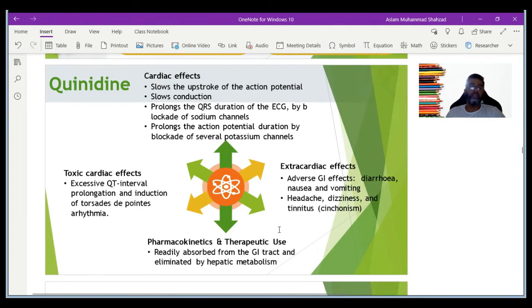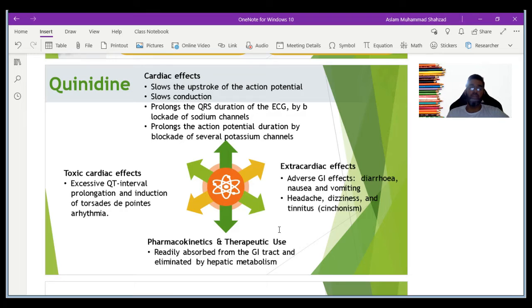Then we have quinidine, and the cardiac effect is that they slow the upstroke of the action potential. As we know, from phase 0 to phase 1 there is a sudden shoot to the peak. So these drugs slow the upstroke of the action potential and are responsible for slowing the conduction. But obviously when the conduction is slow, it could lead to prolongation of the QRS duration on the ECG by blocking the sodium channels, and they can prolong the action potential duration by also blocking the potassium channels.